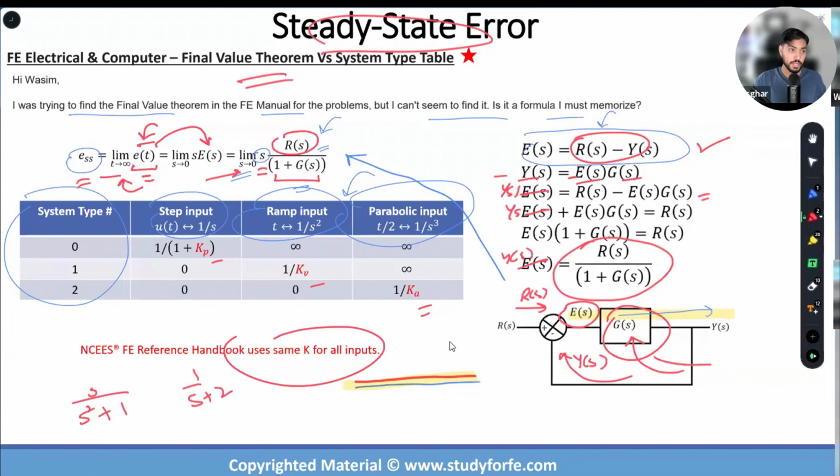You can use the table that is in the reference handbook, but that requires you to figure out the types, which I explained in the on-demand, but it requires a little bit extra work.